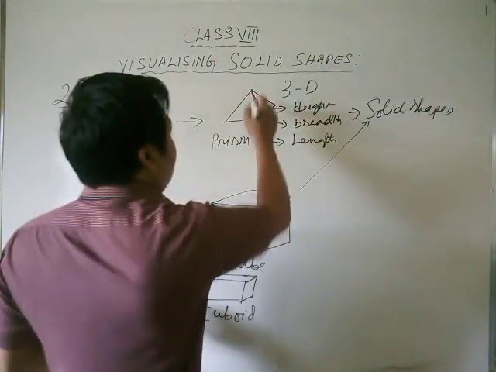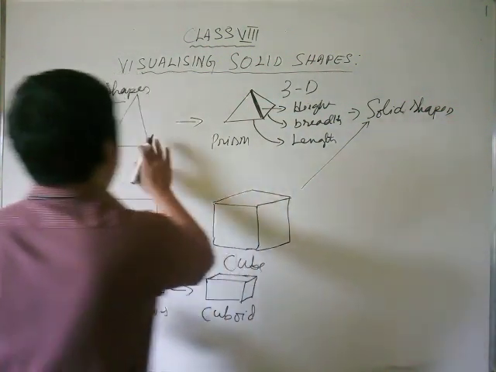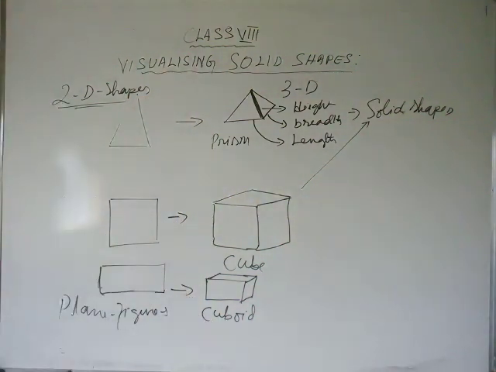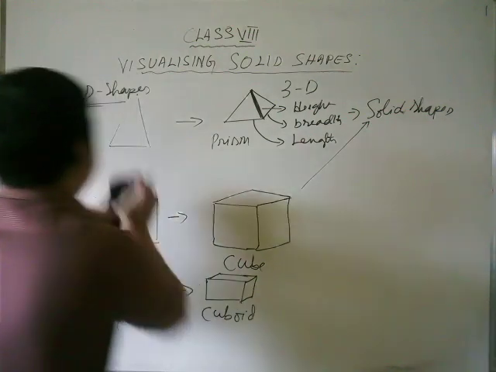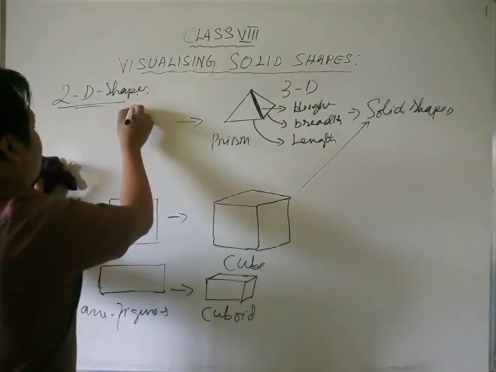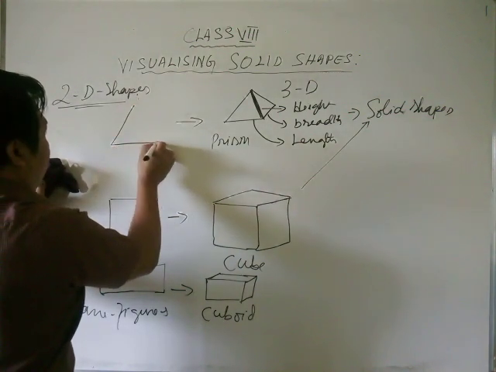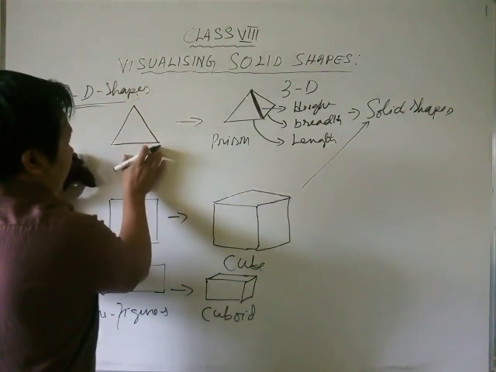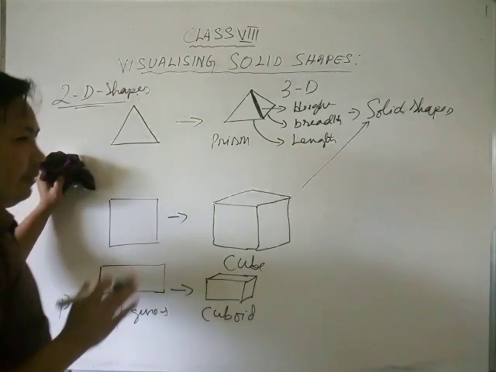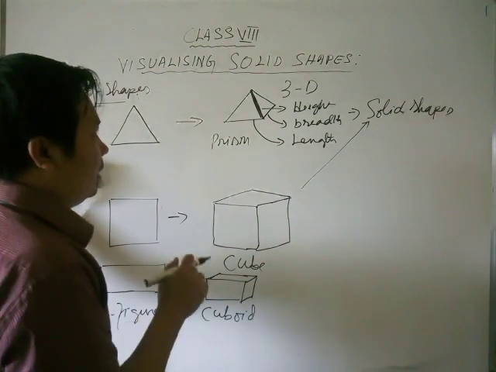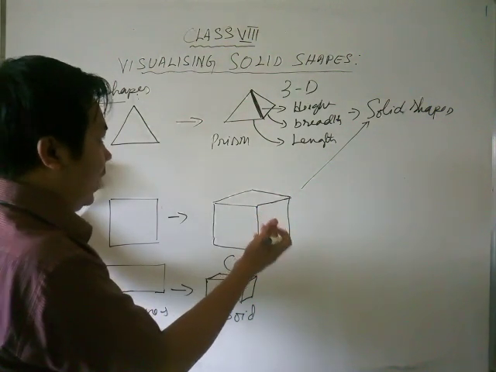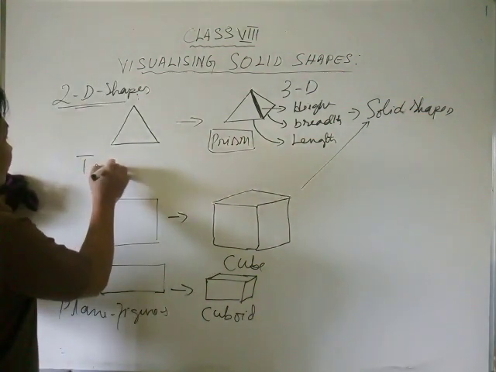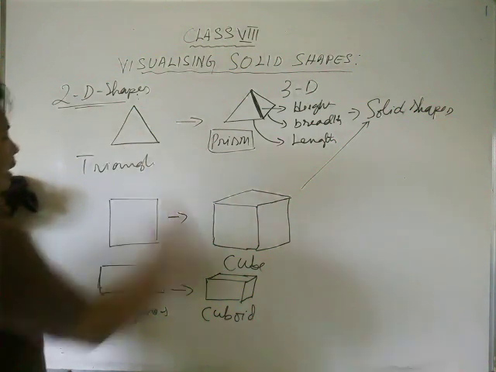So my dear students, you can see here in this triangle, let us say this triangle is an equilateral triangle, having all sides equal. This equilateral triangle, if it has three dimensions, then it is called a solid shape, and it is named a prism. This is a triangle, and it's called a prism.